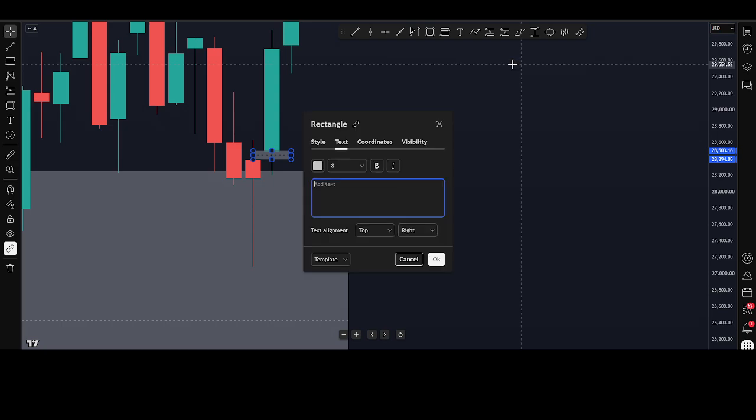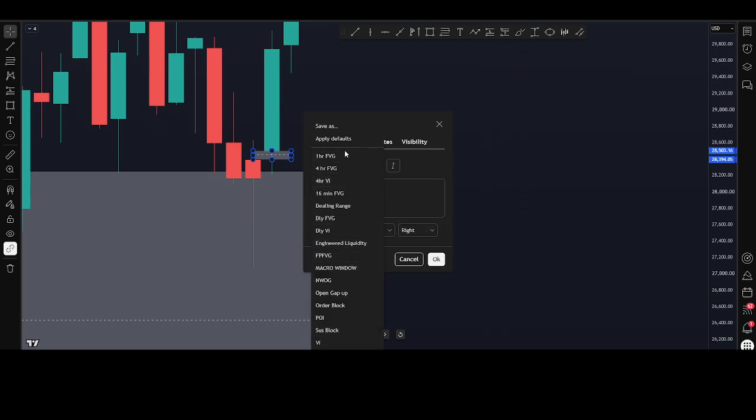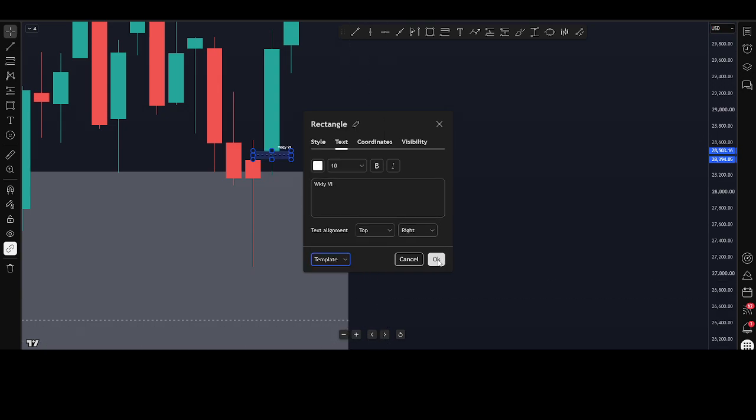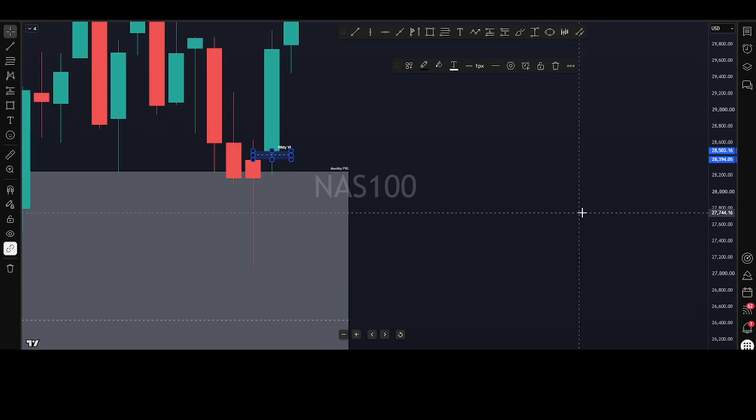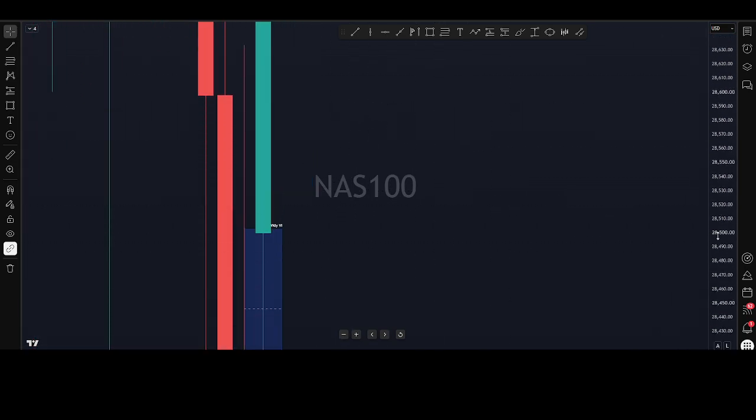So I'm going to change that, mark that to a weekly VI, right? So there's a weekly VI there. What you're going to do is just expand that out so we can get it more accurate. Because if you don't, then it's not going to give you the correct information that you need when you're actually on the smaller time frames.